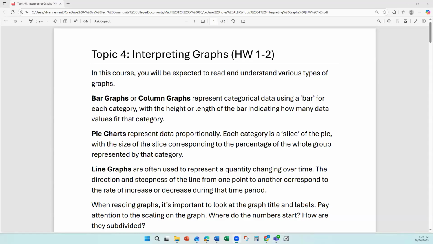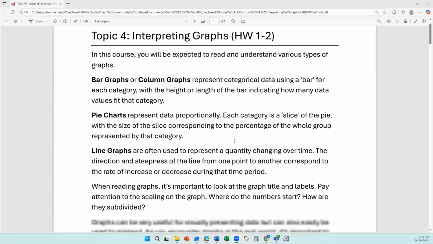This video is over topic 4 practice questions. This is interpreting graphs. There'll be a little bit about reading graphs here as well, which is more what you'll actually be asked in direct homework questions.